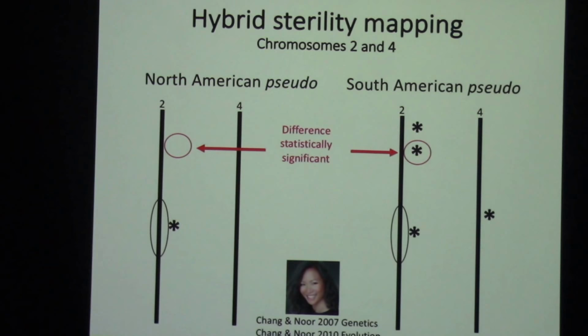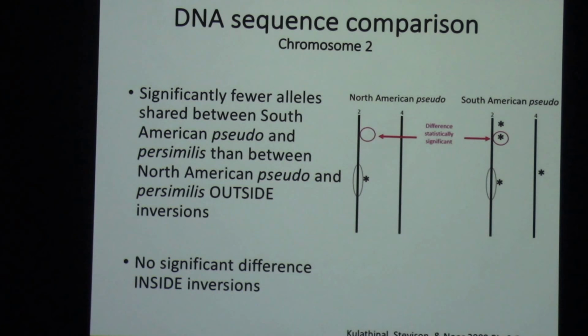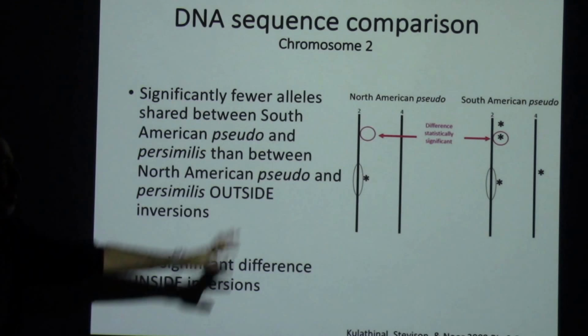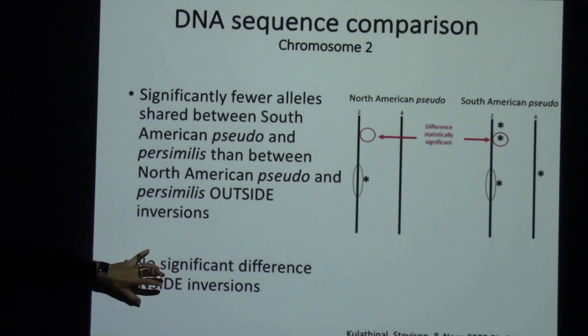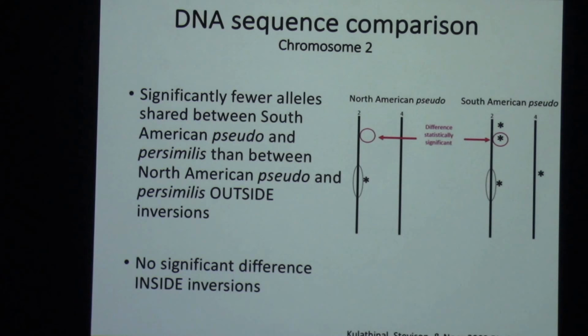We see the same thing when we look at DNA sequence differences, that there's significantly fewer alleles shared between South American pseudoobscura and persimilis than between North American pseudoobscura and persimilis. I just showed the same figure again. I don't want to show a bunch of sequence data, that'll be really boring. Whereas when we look inside the inversions, there's no significant difference whatsoever. Again, very consistent with this idea that there's some homogenization going on outside the inversions.